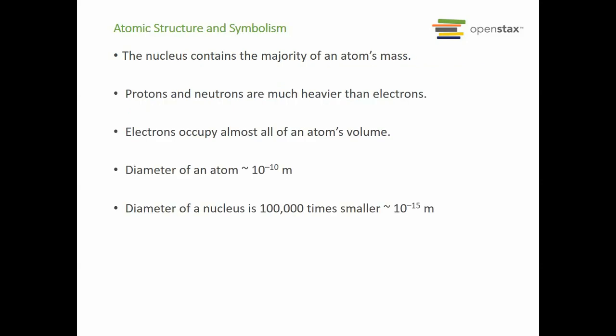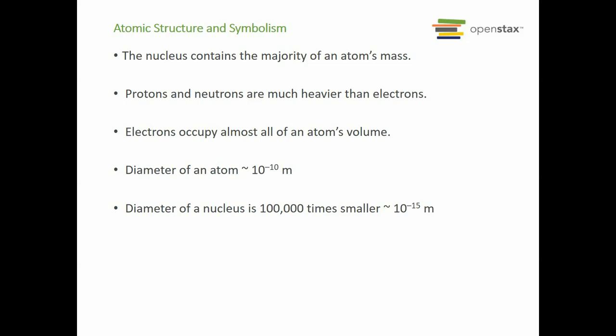The nucleus contains the majority of an atom's mass. Protons and neutrons are much heavier than electrons. Electrons occupy almost all of an atom's volume. The diameter of an atom, of course some atoms are bigger than others, is about 10 to the minus 10 meters, so it's less than a nanometer, 10 to the minus 9th.